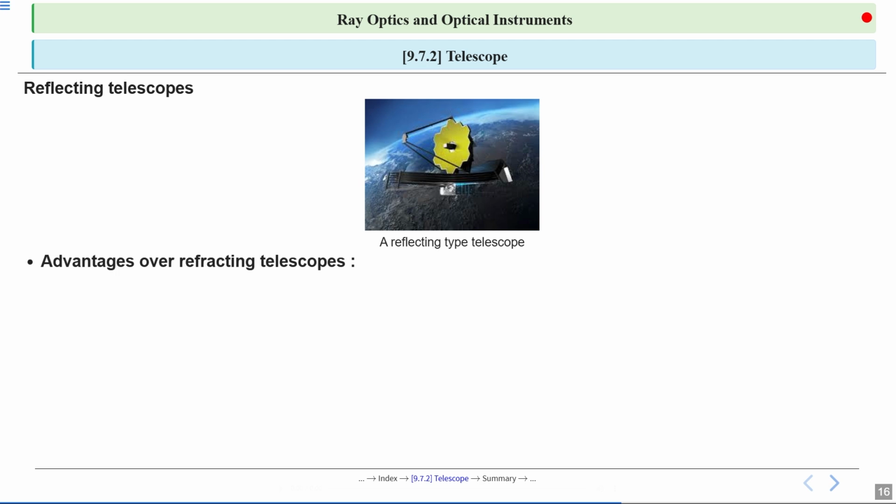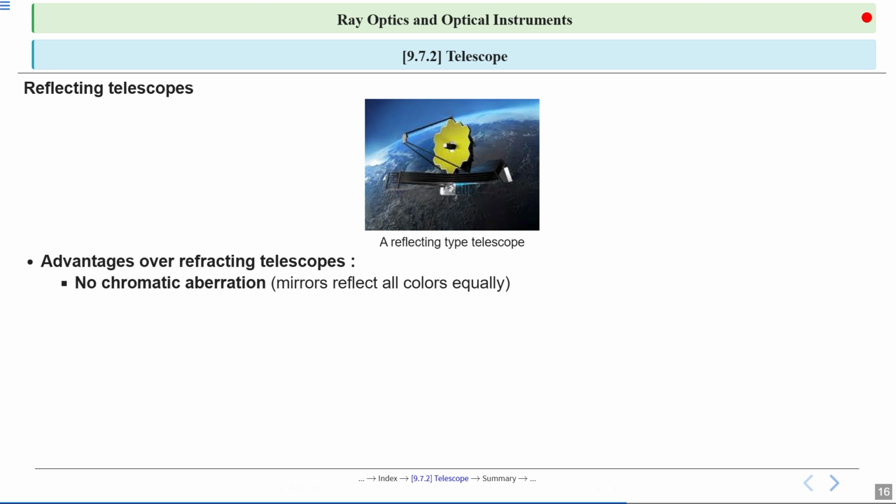Let's delve into the advantages of reflecting telescopes over refracting ones. Reflecting telescopes do not suffer from chromatic aberration because mirrors reflect all colors equally. This means clearer and more accurate images, which is essential for astronomical observations. Another advantage is the lighter weight of reflecting telescopes. For the same diameter, a lens will be heavier than a mirror.